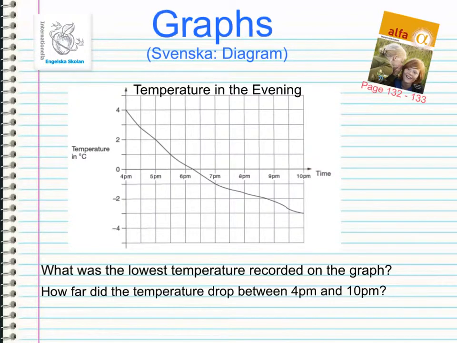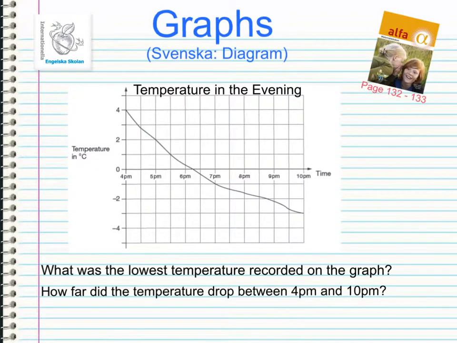Now, the line which you can see going down in this case begins at 4 degrees at 4 p.m. Whereas at 5 p.m. we're not at 4 degrees anymore, we've gone down to 2 degrees. And we can see that this is at 5 p.m. because it lines up with this one here.